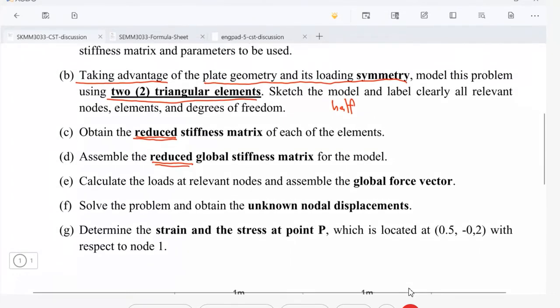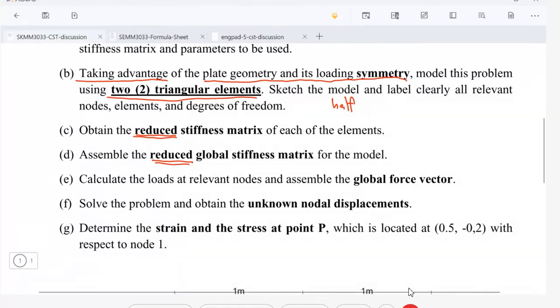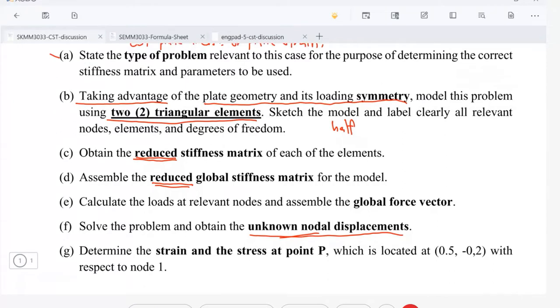Okay, calculate the load at relevant nodes and assemble the global force vector. So once we get the global stiffness matrix and the global force vector, we can set up the SLE and then solve for the unknown displacement. So the first 6 questions are basically helping you to set up your problem. So this is the idea.